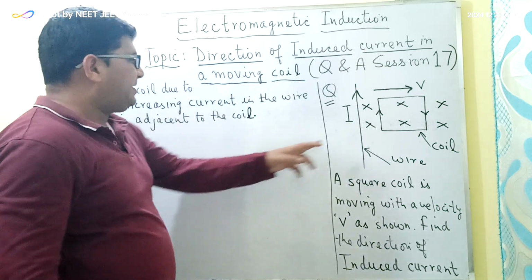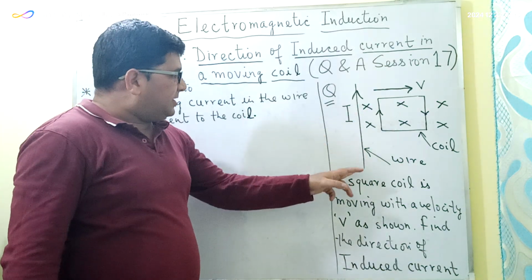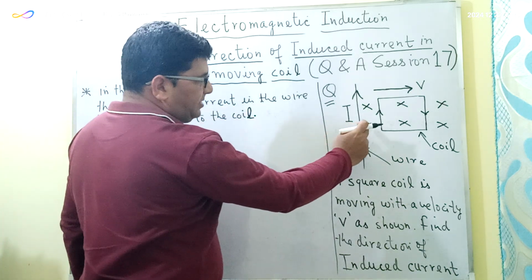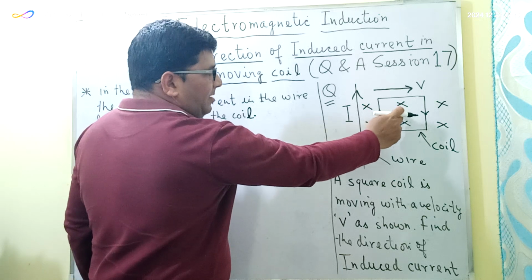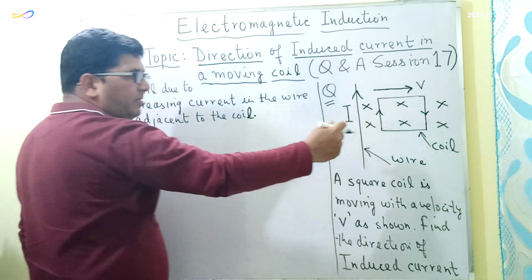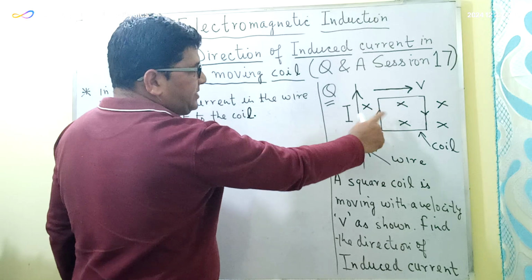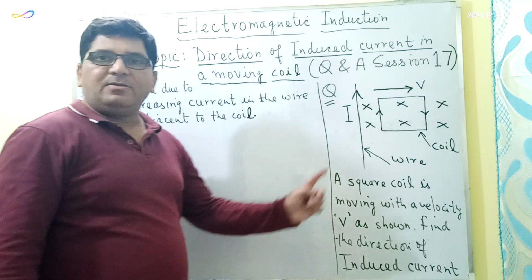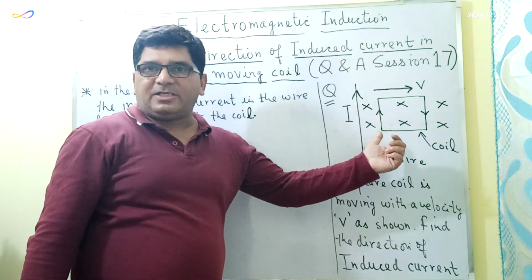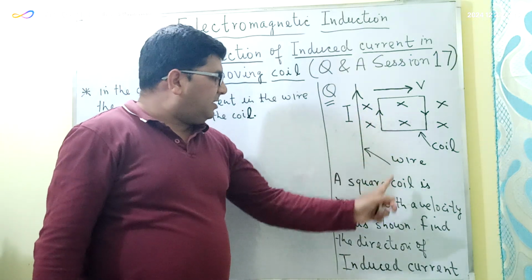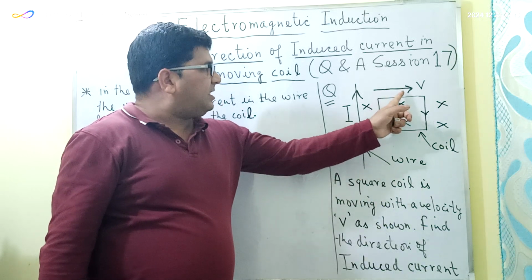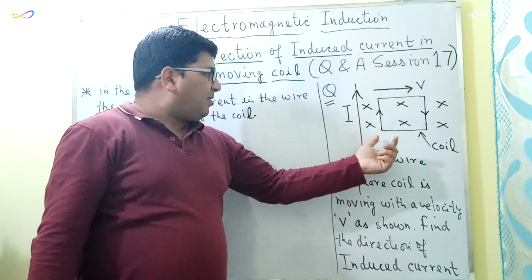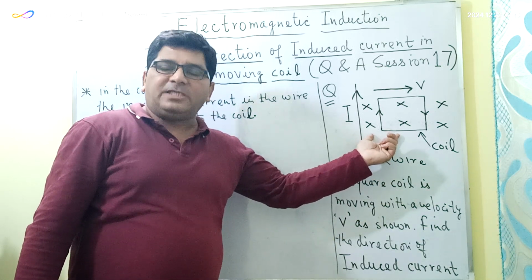We also know that the magnetic field due to this current carrying wire is inversely proportional to the separation between this wire and the point. If the distance between the point and the wire increases, then the intensity of the magnetic field will decrease. Since the coil is moving in the direction indicated by this arrow, the separation between the wire and the coil is increasing. Therefore the intensity of the magnetic field will decrease with time.